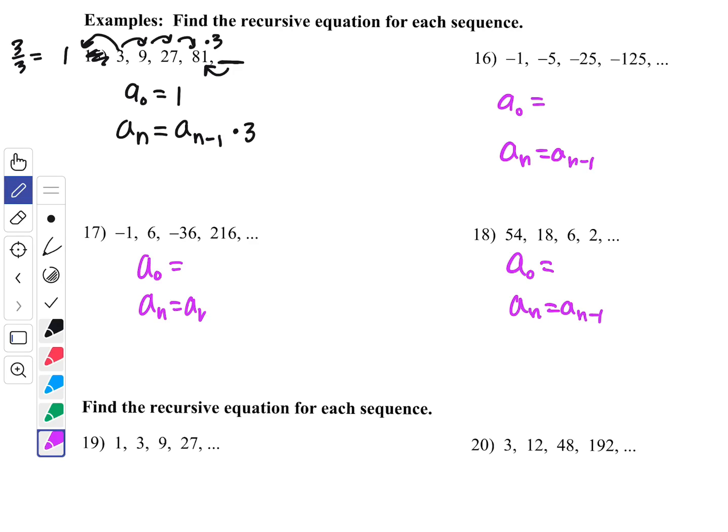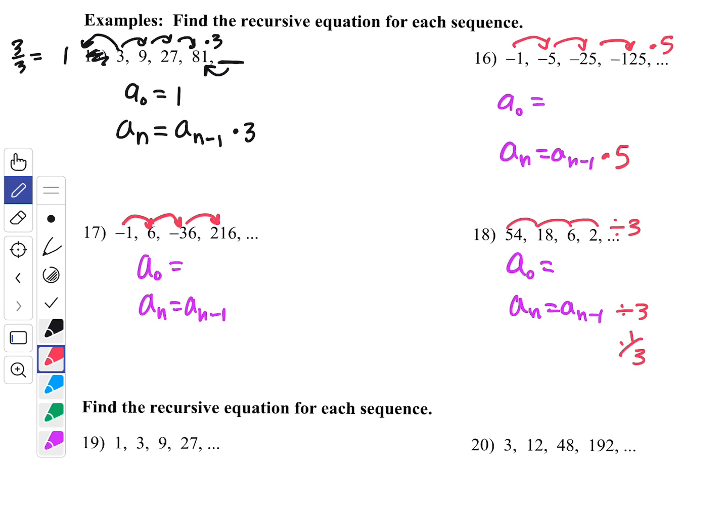We can write it like this, okay? And then we find the growth. Here, -1 to -5 to -25 to -125, times them by 5. Here, 54 to 18 to 6 to 2, we're dividing by 3. And I could put times 1/3 instead of divide by 3 if I really wanted to.